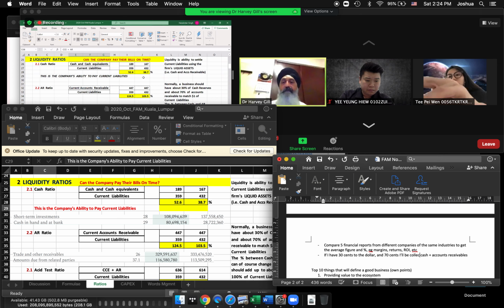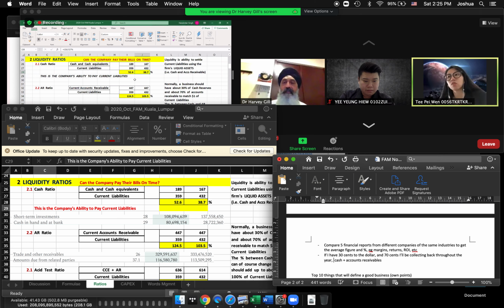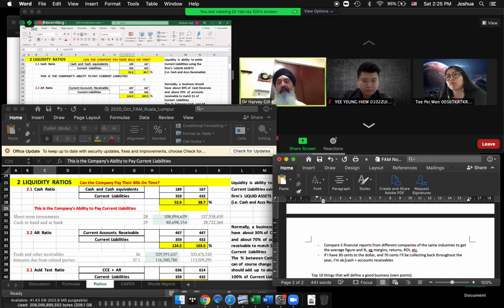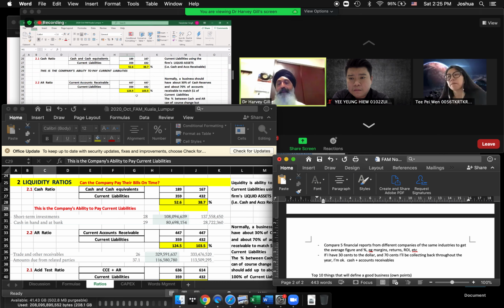Now this company, last year they had nearly 40 cents to the dollar, and they have 50 cents to the dollar here. And because they're in the supermarket kind of business, their accounts receivable are not very high. Oh, I'm sorry, actually they are pretty high. Yeah, their accounts receivable are 103%, 124%. So when you look at the acid test ratio overall, you get a ratio like 142, 177.